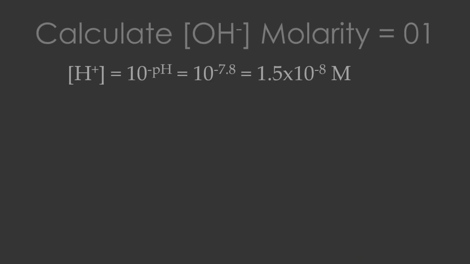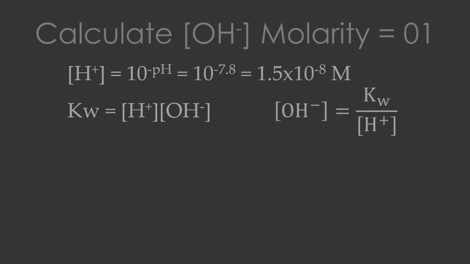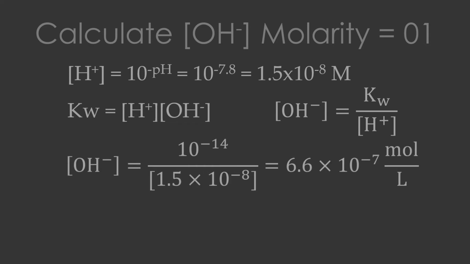[H+] = 10^-pH = 10^-7.8, which is 1.5 × 10^-8 M. Kw = [H+][OH−]. I'm going to rearrange that equation to write [OH−] = Kw/[H+]. Kw is a constant, the ion product of water, 10^-14. Substituting the values, we get the OH− concentration as 6.6 × 10^-7 moles per liter. This is also equal to the value of X in the ice table.